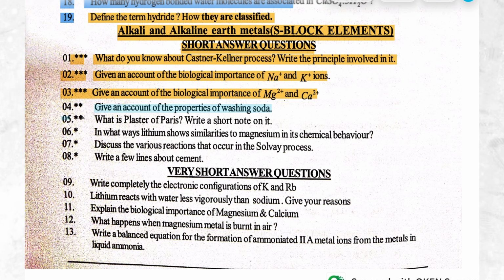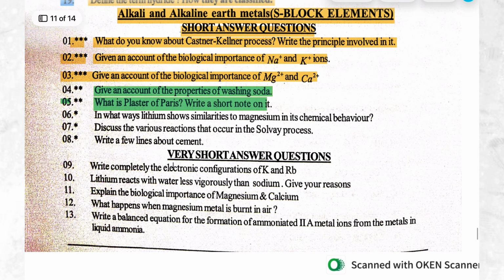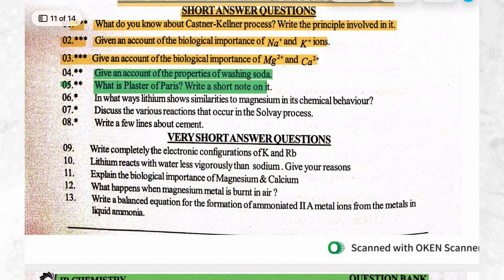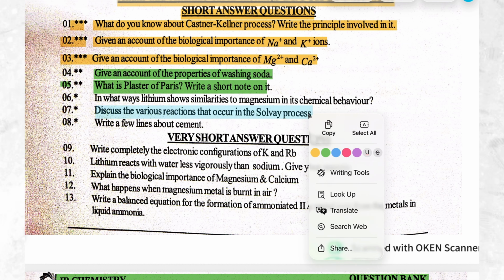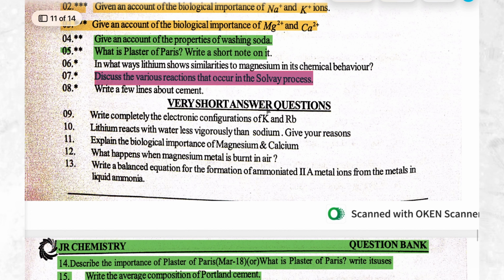That is, you can see properties of washing soda and plaster of Paris. A combination of these two they are asking as a SAQ, right? So the remaining are not much important. And one more important question is Solvay's process. This is also asked so many times as a SAQ. Don't forget. Clear? That's it.